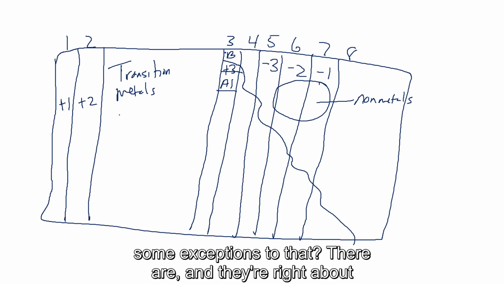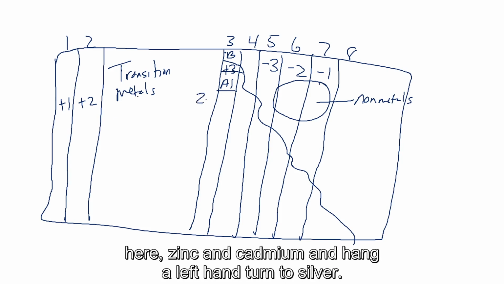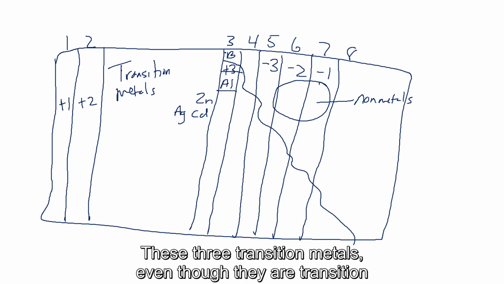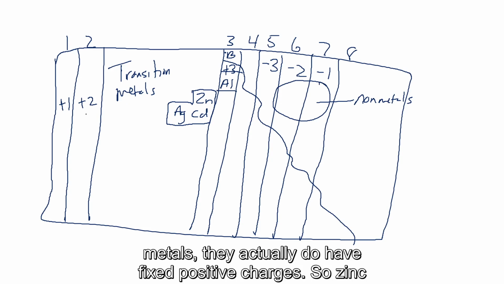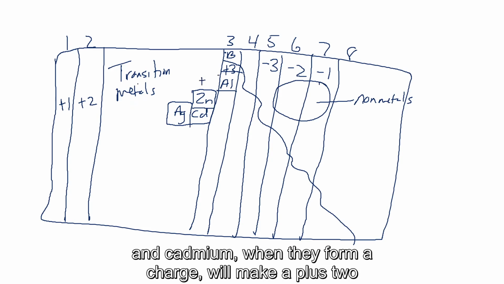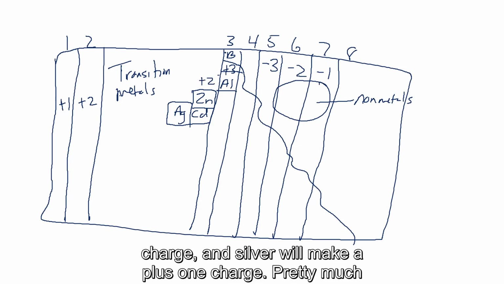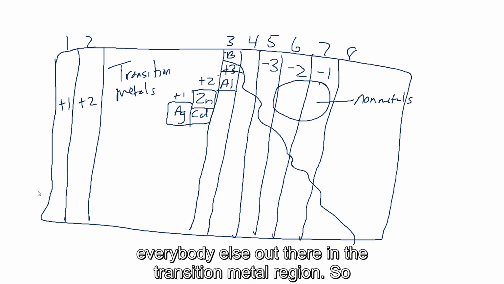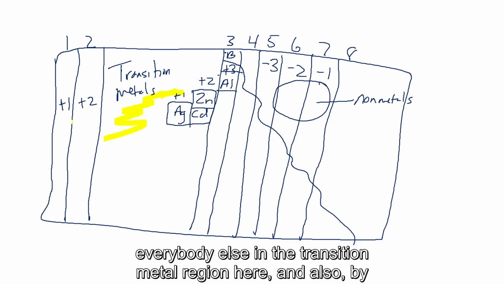Now, are there some exceptions to that? There are, and they're right about here. Zinc and cadmium, and hang a left-hand turn to silver. These 3 transition metals, even though they are transition metals, they actually do have fixed positive charges. So zinc and cadmium, when they form a charge, will make a +2 charge, and silver will make a +1 charge.